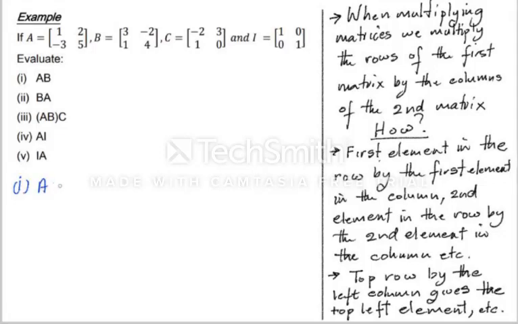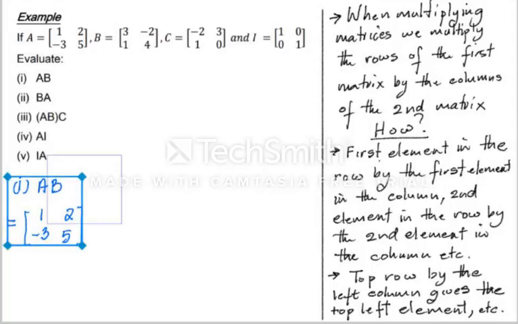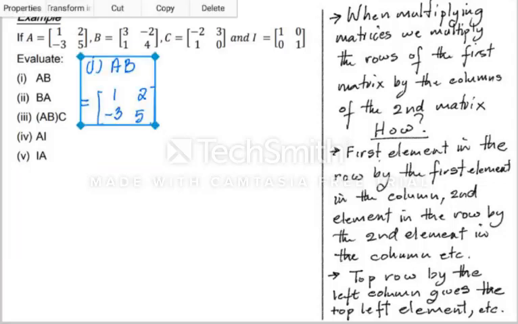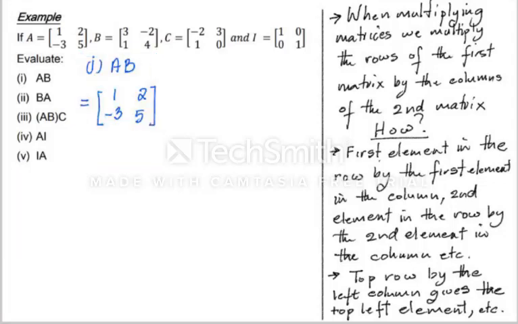We're asked to find the matrix product AB. Now AB, A is the matrix 1, minus 3, 2, 5, and B is the matrix 3, 1, minus 2, 4.